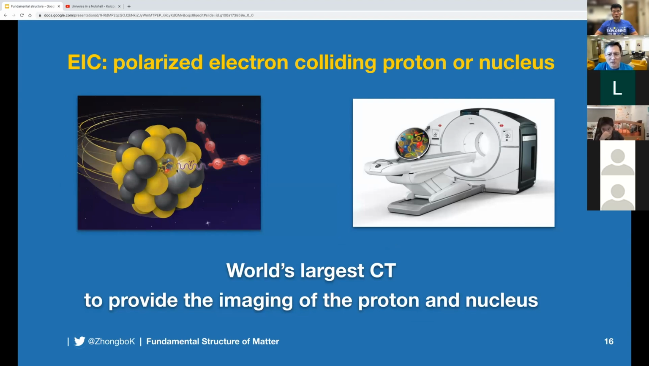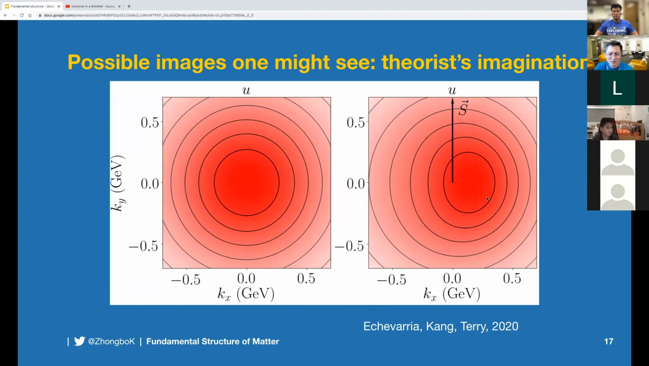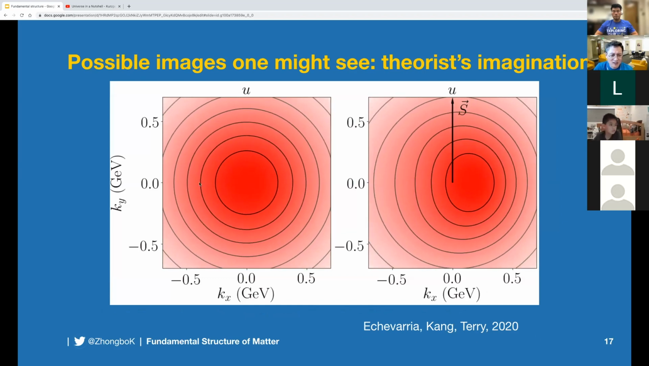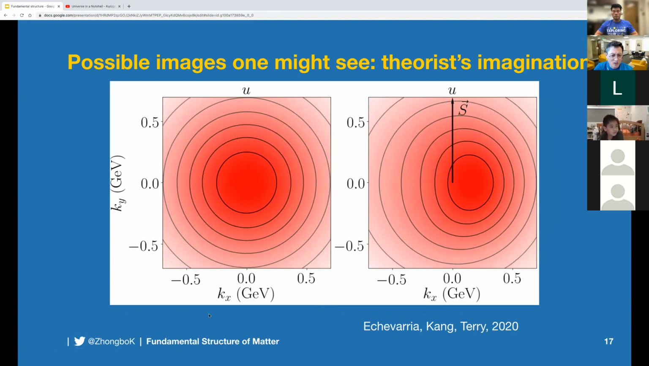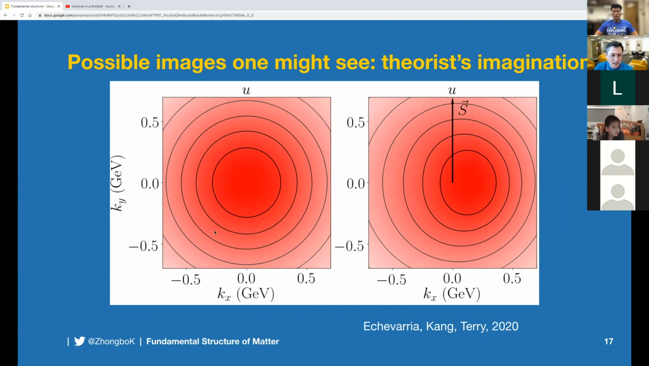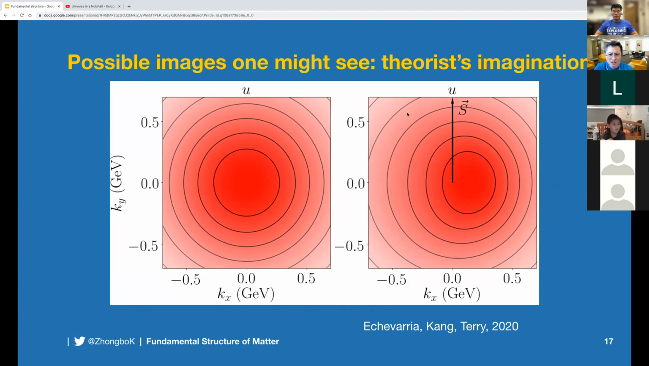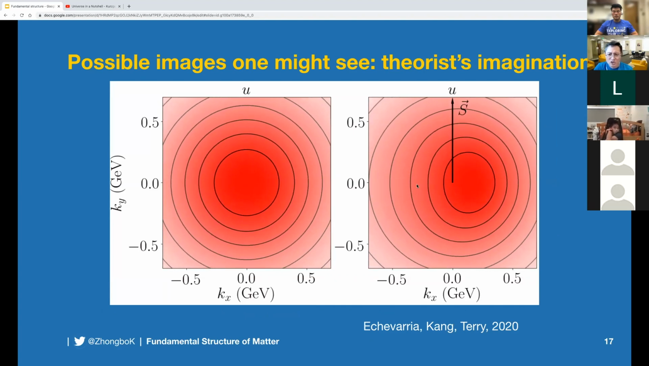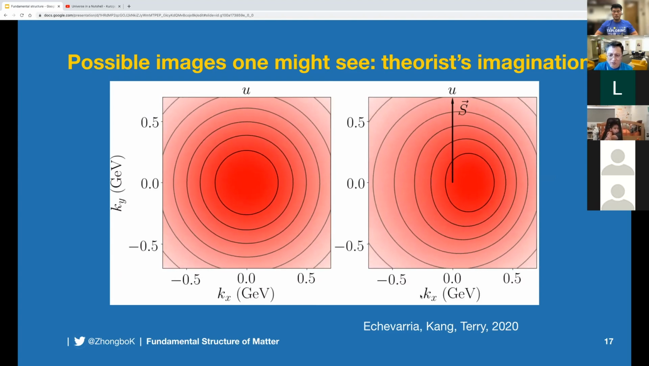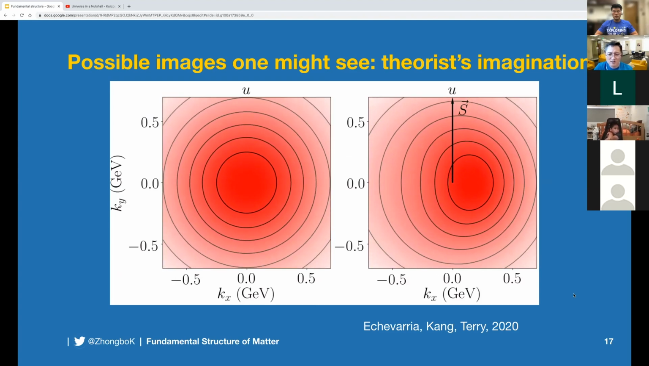To a large degree, you can think of this electron ion collider as the world's largest CT scan. You perform a scan to provide the image of the proton and nucleus. This is one of those interesting images, which actually comes from our students' simulations. In momentum space, you see kx, ky in the transverse momentum distributions. If it's unpolarized, it's symmetric. If you have some polarization, it's going to be distorted. Hopefully in the future, we'll be able to verify such a theory picture.